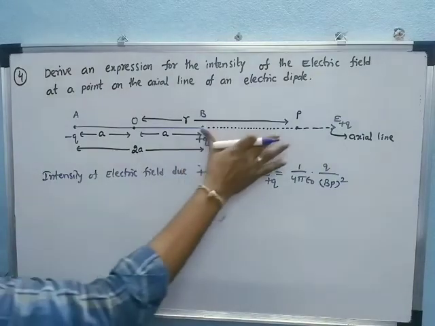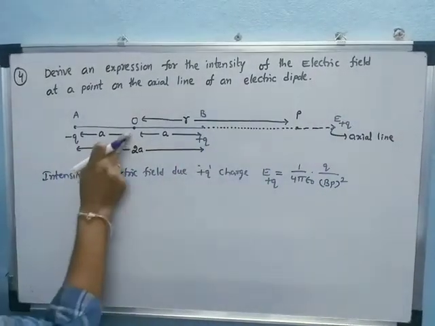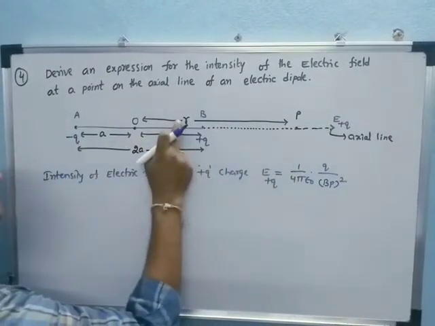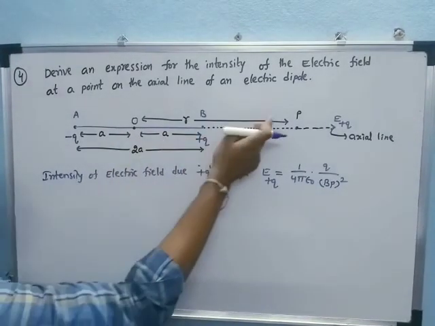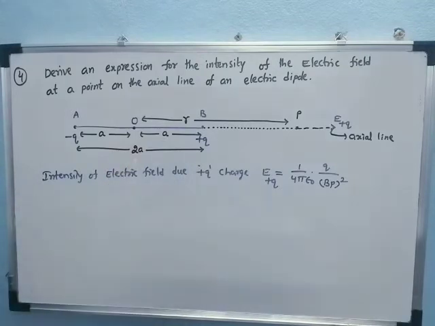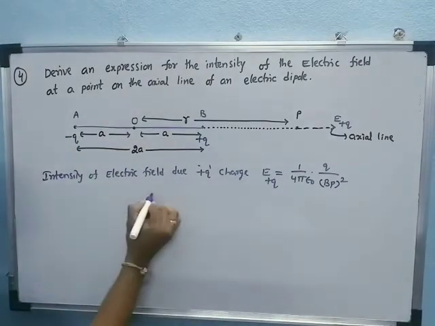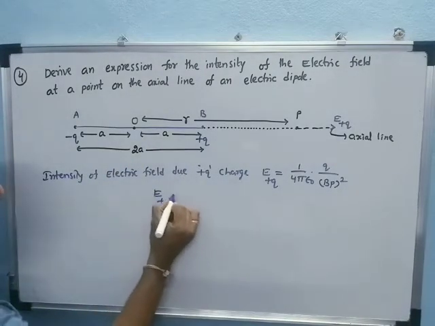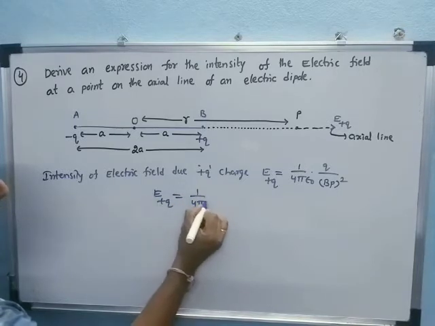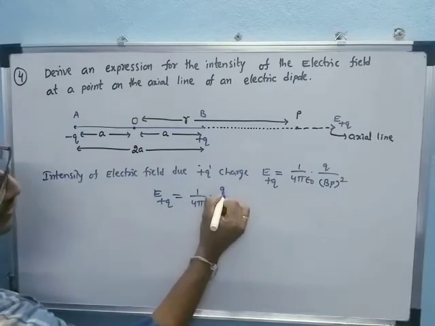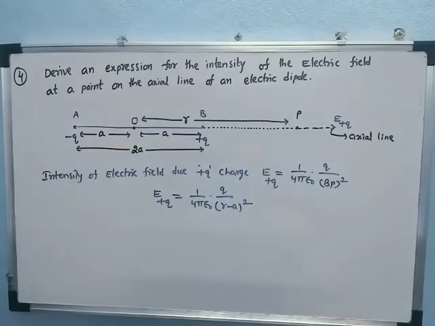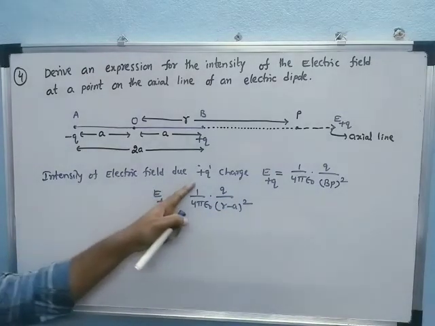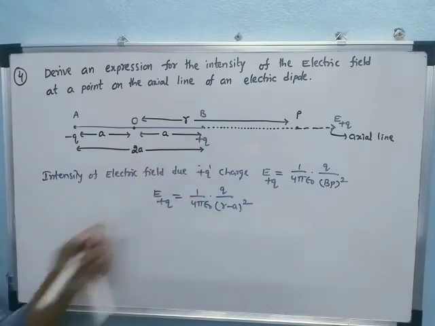Now here the B to P distance is not given, but we know O to P is r, and O to B is a. Then the distance is r minus a. Then we can write E plus Q is equal to 1 by 4 pi epsilon naught, Q by (r minus a) whole square. See, this is the intensity of electric field due to the positive charge.